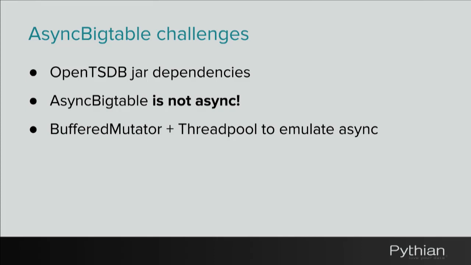So what we did instead is we used the buffered mutator and a thread pool. So we kind of emulated the async behavior. That meant that instead of writing the inserts one by one, we were actually buffering them. And then we had a separate thread that would pull from that buffer. So yeah, when the buffer gets full in very high concurrency, essentially threads block again. But for now, this can take us far.